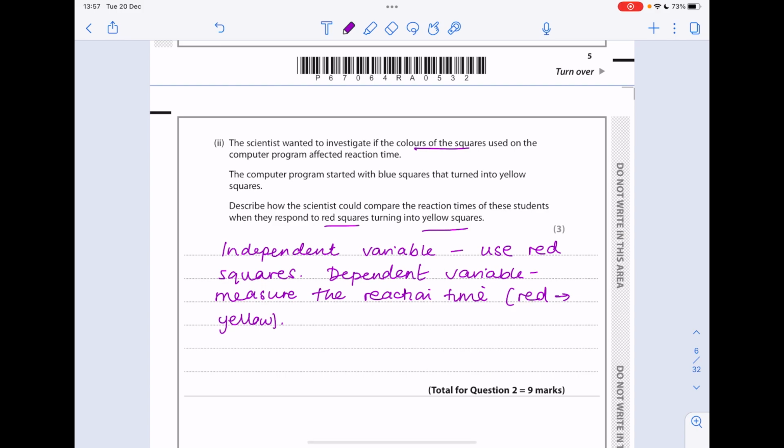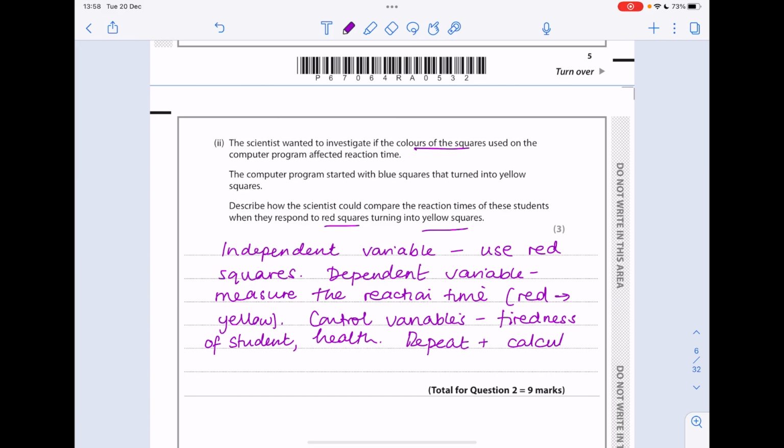And then we need lots of control variables. So what are we keeping the same? Like the tiredness of the student, their health. And then, as always, repeat and calculate a mean. I can't express enough how important that is.